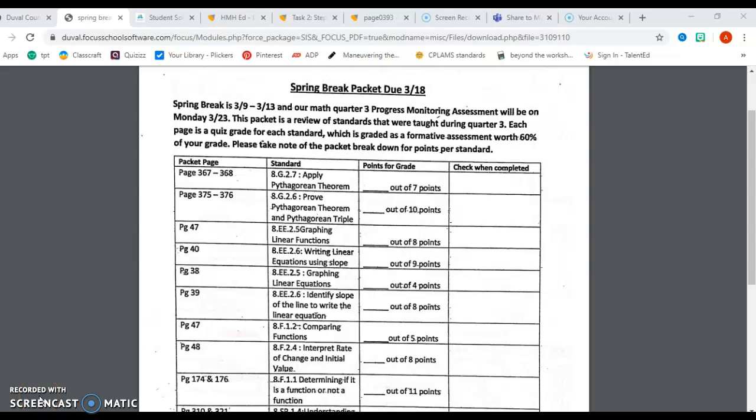Sharks, it's Miss Luter, just here to go over pages 375 to 376. They are on the Pythagorean theorem. They are proving the Pythagorean theorem, and it is worth 10 points.